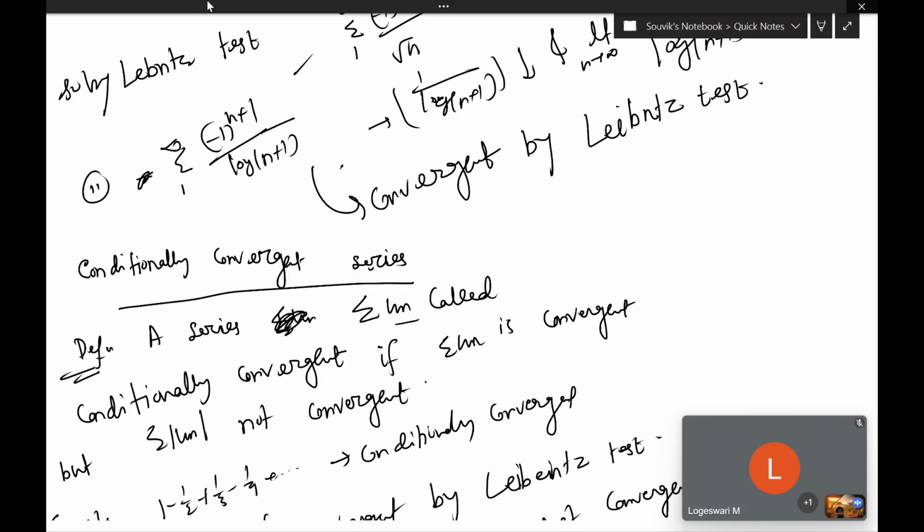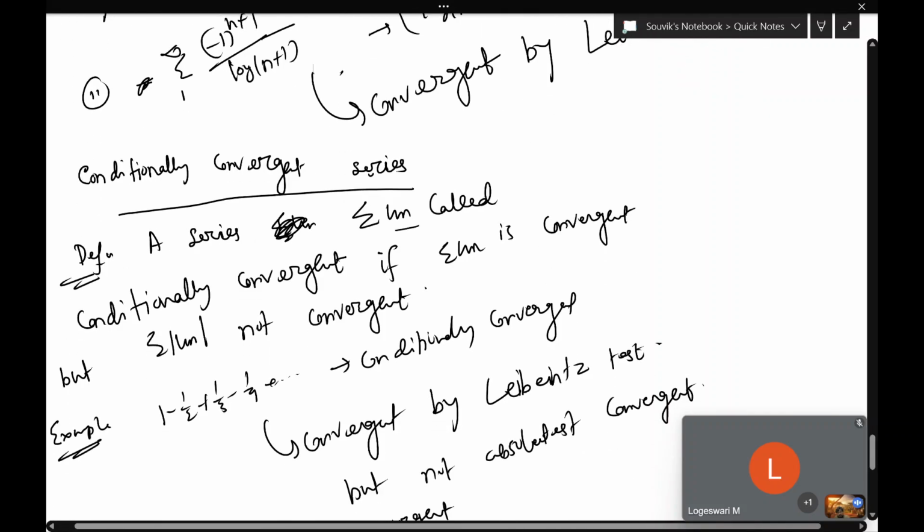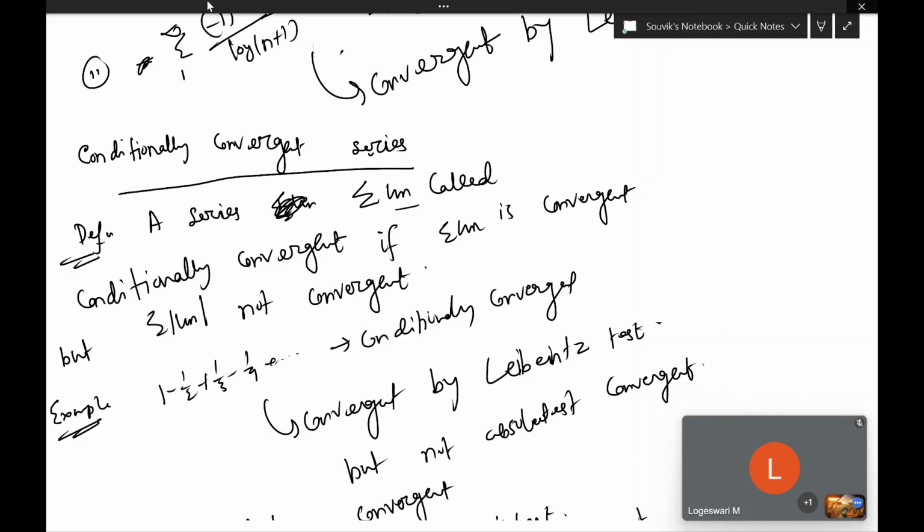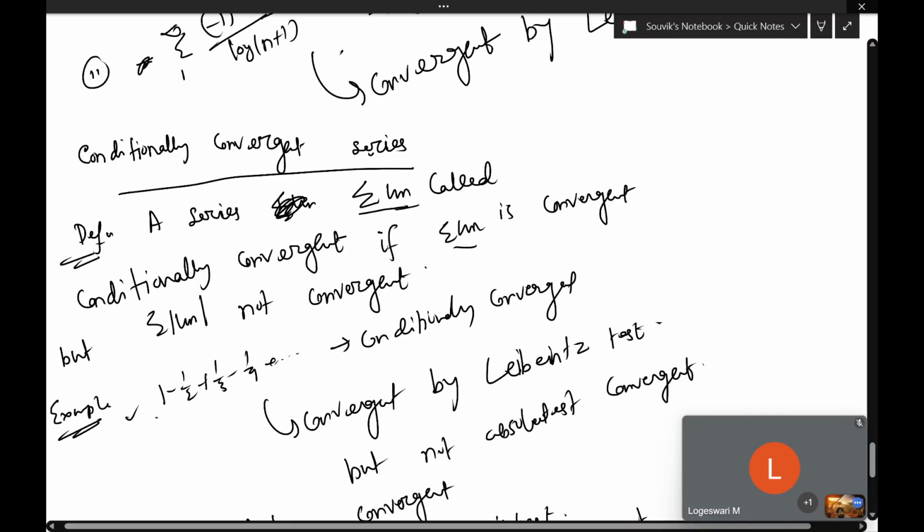So now let's go into the conditionally convergent series. What does conditionally convergent mean? It means its absolute term series is not convergent, but the given series is convergent. That's what we have written: the summation a_n is called conditionally convergent if summation a_n is convergent, but summation modulus a_n is not. For example, the series 1 minus 1/2 plus 1/3 minus 1/4 is conditionally convergent.